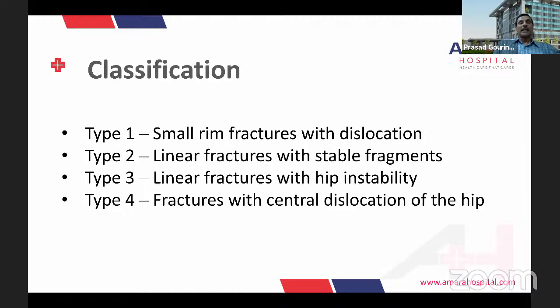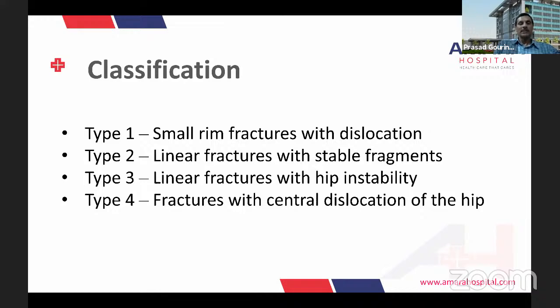This is the classification standard in textbooks about pediatric acetabular fractures. Type one is a small rim fracture from dislocation, like a posterior wall fracture. Type two is a linear fracture in the main acetabulum, but they're stable, meaning non-operative. Type three is a linear fracture with hip instability.